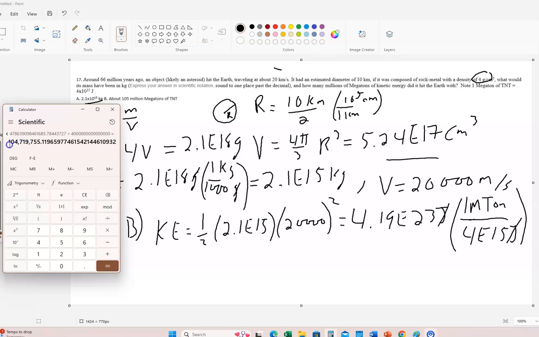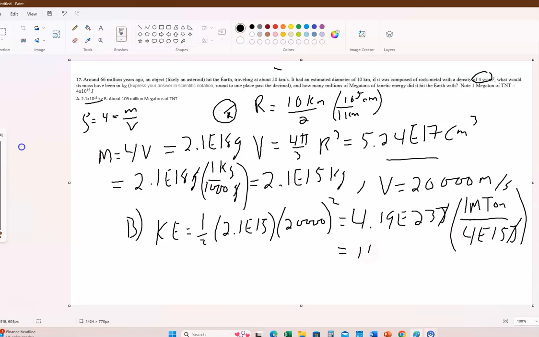So this turns out to be, I think in the second one we get it rounded to 2 places past the decimal. If we look at it right here, there's the decimal, there's 3, there's 6, so 104.7 million. So that would be 104.7 million megatons of TNT. This is like a nuclear bomb going off, just to let you know.